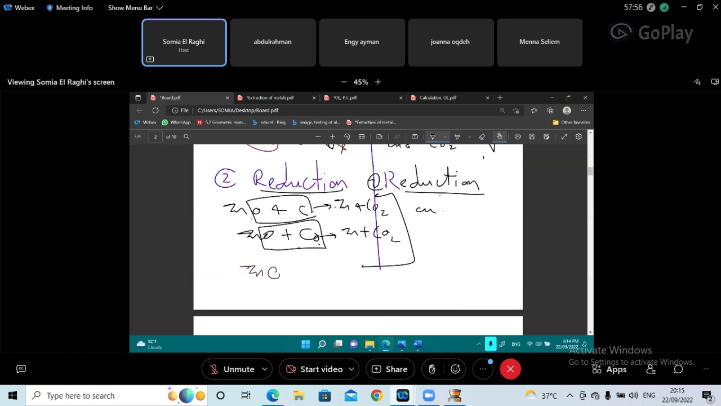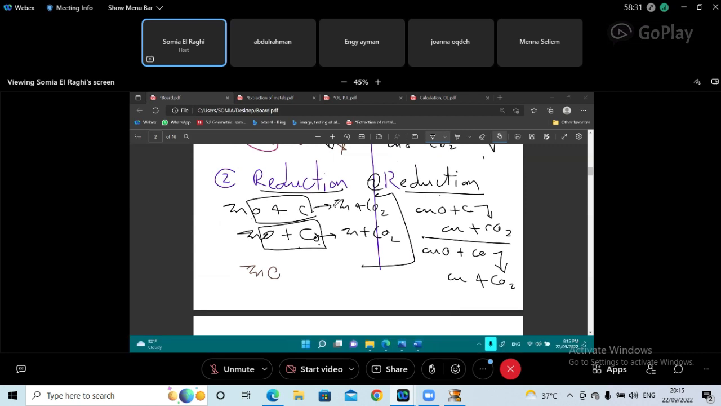Let's do the same way for copper oxide. What do I add? Copper oxide plus C, what do we get? We get our metal here, copper, and carbon dioxide. Well, of course, we balance. Or you want to write down this equation with carbon monoxide, you can do that. So CuO plus CO, what do we get? Same. We get our copper plus CO2. It is just a matter of how to balance each equation. Up to you, both acceptable.